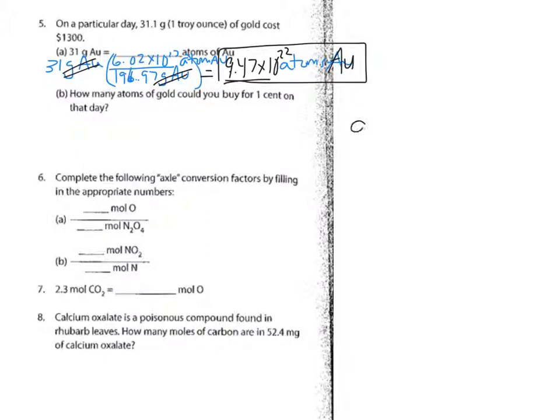Okay, so now we know 9.47 times 10 to the 22 atoms of gold. That's what that 31 grams is. And we can buy that number of atoms of gold for $1,300.